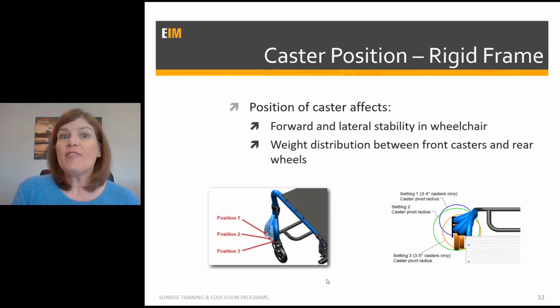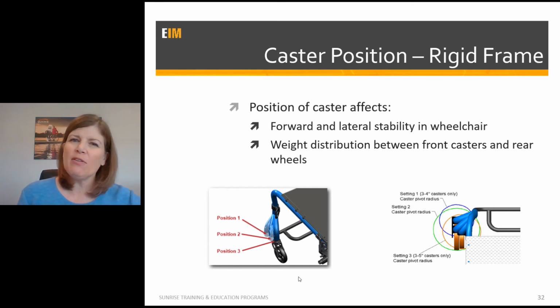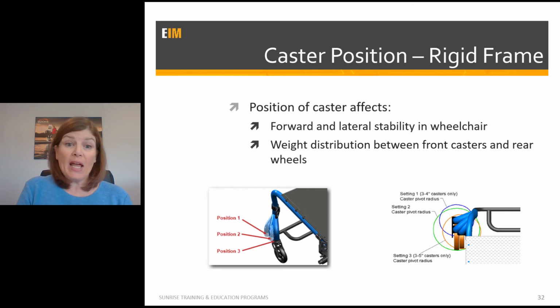Now, that can have some functional implications, which means that it could be more difficult for me to get into tight spaces. It could be more challenging for me to get close to the toilet for a toilet transfer, for example. Whereas position 3, I would have some greater maneuverability in environments in that I'm able to get in tighter to locations. But I am taking more of the weight through those front casters. So if I'm configuring a wheelchair like this, I need to think about that weight distribution between what's going to happen with the front casters and with the rear wheels.